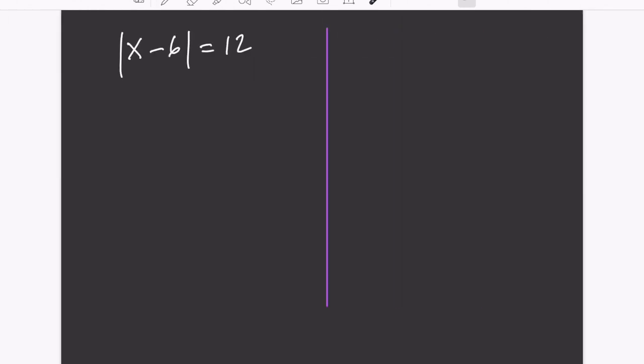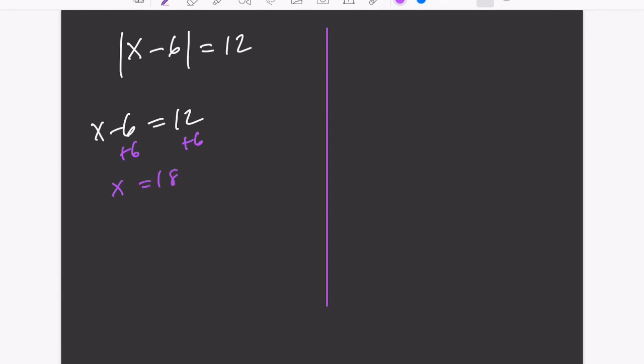Okay, so here, the absolute value of x minus 6 equals 12. So remember, what that means is x minus 6 might be equal to 12, but x minus 6 might also be equal to negative 12, because the absolute value then would be positive. So let's check that out. We have 2 equations we need. x minus 6 might be equal to 12, and if I want to solve this, I'm just going to go plus 6.